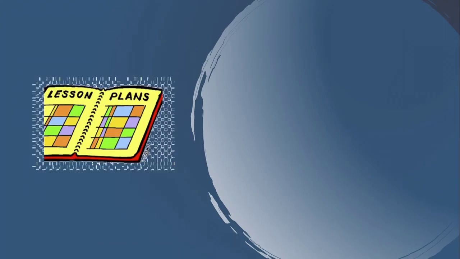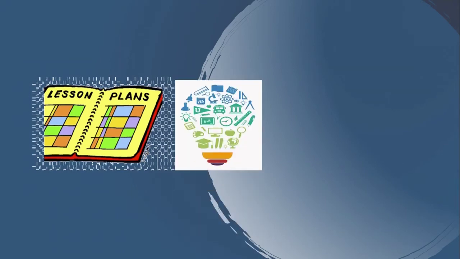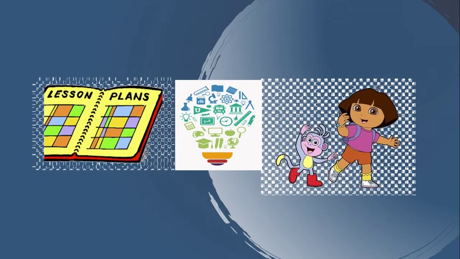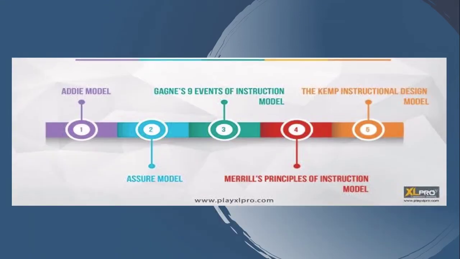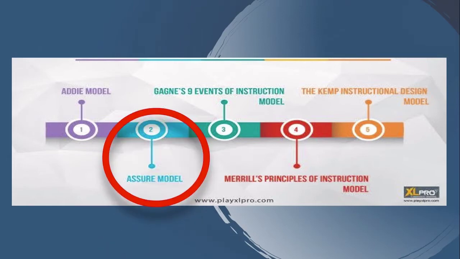According to Heinich and Smaldino, in designing a lesson with the integration of technology, it is crucial to observe a framework that can act as a guide in its formulation. That's why different instructional designs, models, and frameworks were developed, such as the ADDIE model, ASSURE model, Gagne's 9 Events of Instruction model, Merrill's Principles of Instruction model, the KEMP instructional design model, and many others. But for today's discussion, we will only focus on the ASSURE model.